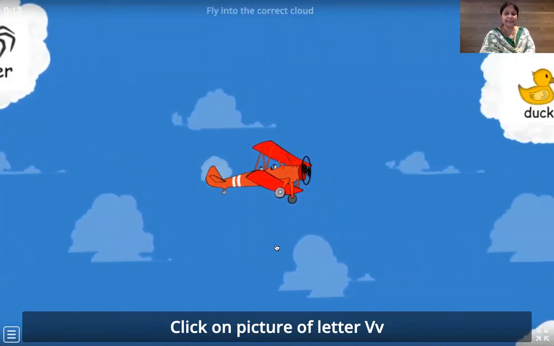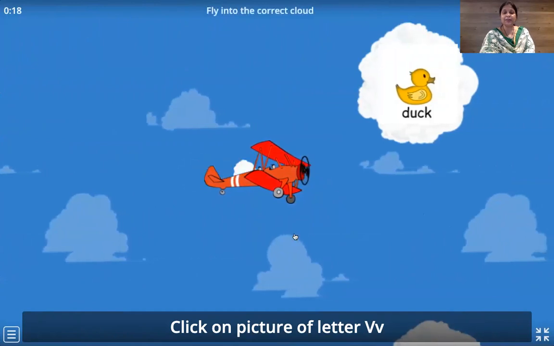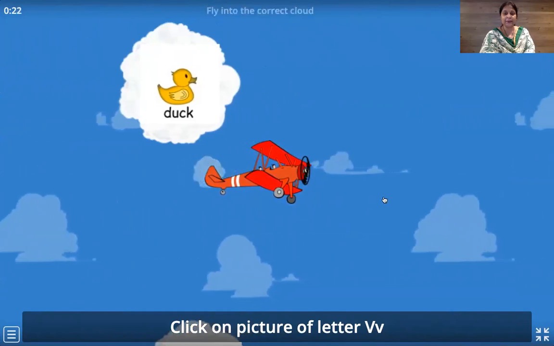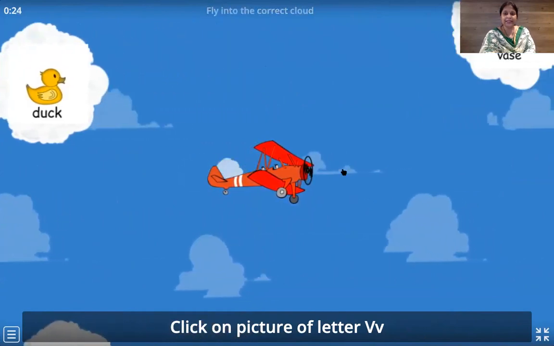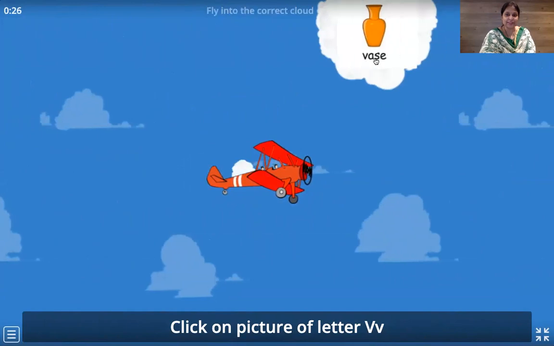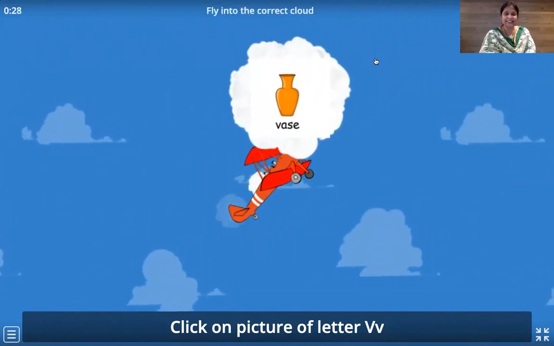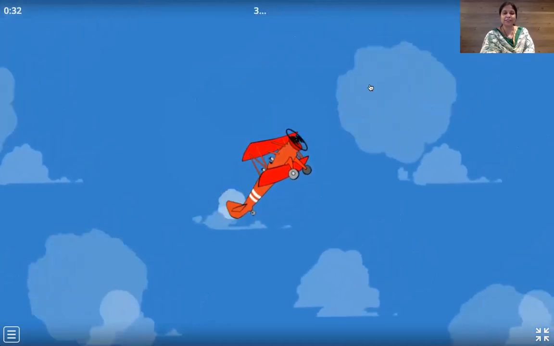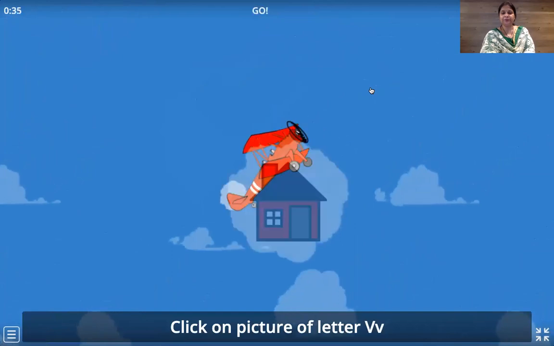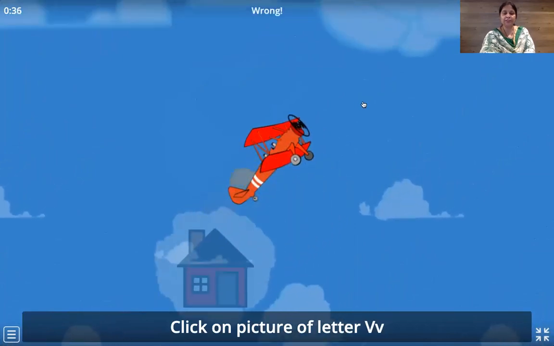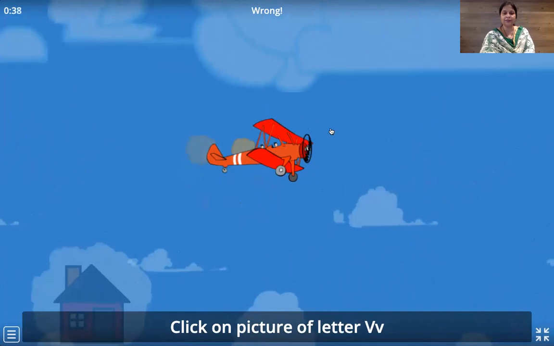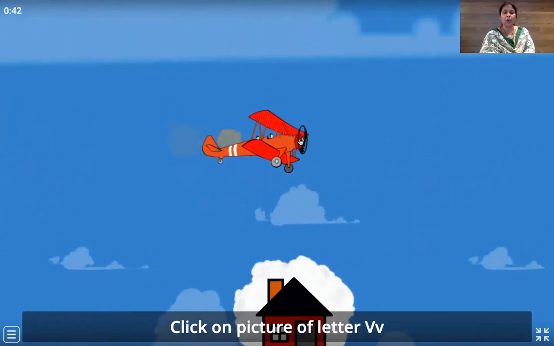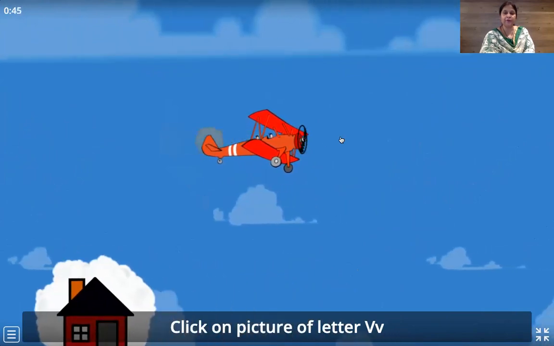Not yet. That does not begin with letter V. Come on, come on, come on. Let's go, let's go. Yes, and here we see a picture of letter V. Let's click it. Yes, we got it right. Now let's see the next picture of letter V. Oh, we missed on that. That was wrong. So we don't have to go to the picture which does not begin with letter V. So be careful.